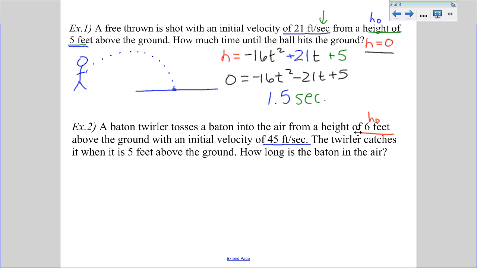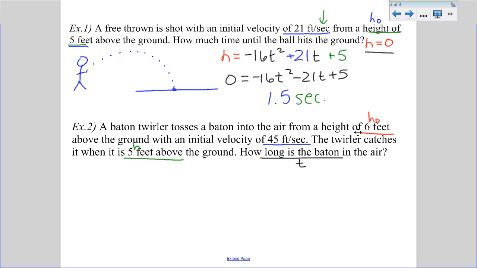But this time the twirler is catching it. She doesn't want her baton to hit the ground. That's a mess up. And she's going to catch it at a height of 5 feet above the ground. This is just our h. This is our ending height. How long is the baton in the air? This means we want to solve for t.